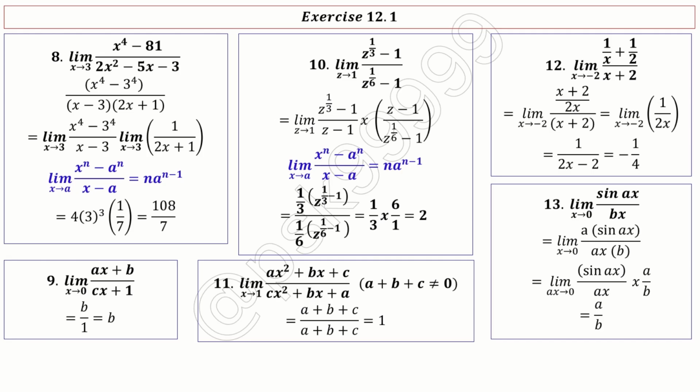Next, limit x tends to 0, sin(ax) by bx. We know that limit x tends to 0, sin x by x is 1, so I will write it in that format. Sin(ax) is there in the numerator, so I add ax in the denominator, and b is already there, and to cancel this I added a in the numerator. Now this becomes a by b into sin(ax) by ax, and as x tends to 0, ax also tends to 0. So this part is 1, and I am left with a by b. That's the answer.